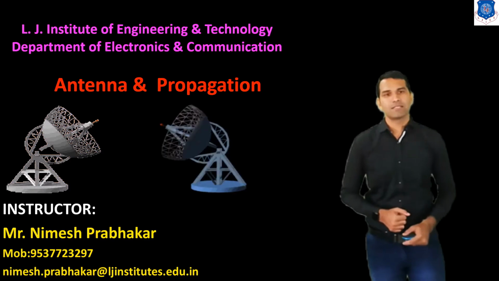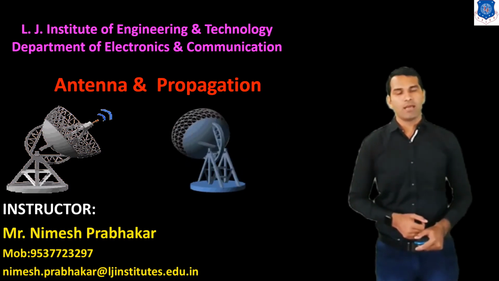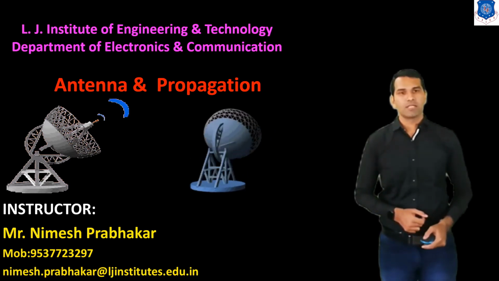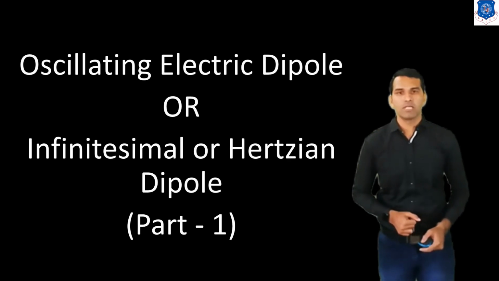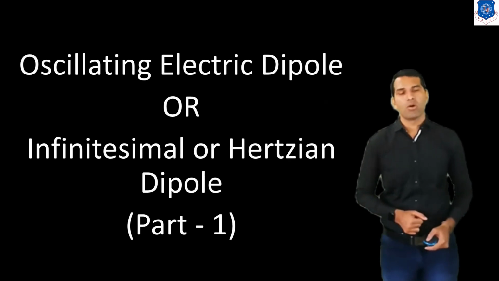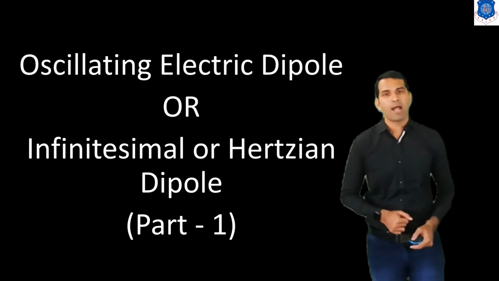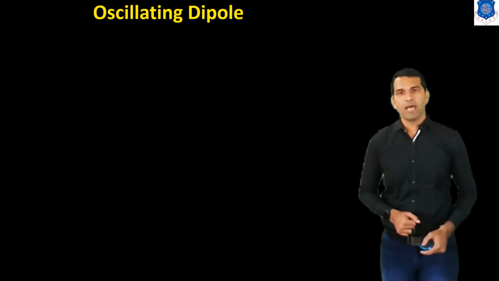In my last lecture, we started a new chapter, dipole antenna. In this lecture, we discuss the first type of dipole antenna, that is the oscillating electric dipole, also known as the infinitesimal dipole or Hertzian dipole. This is part 1 for the oscillating electric dipole. Now we start.